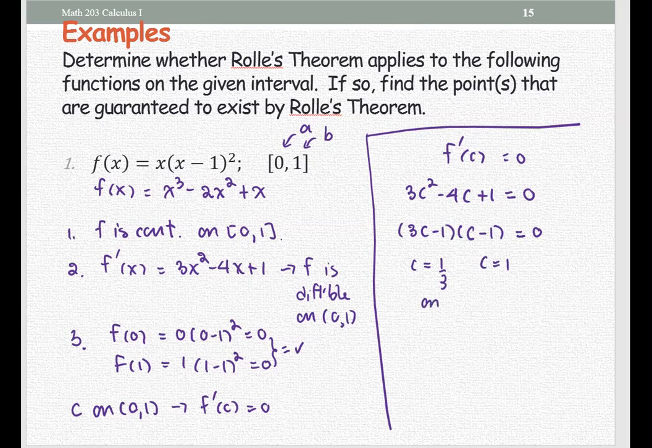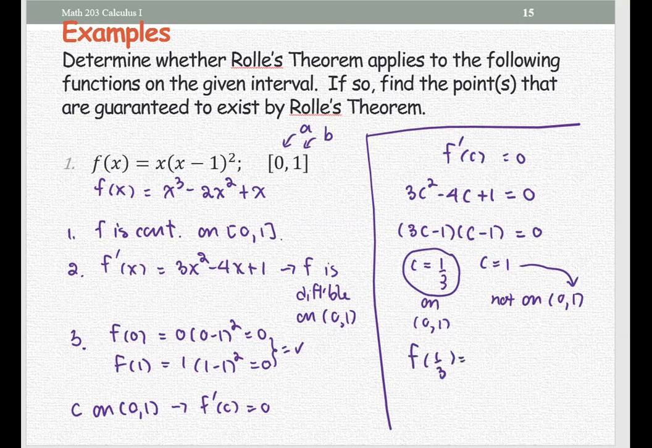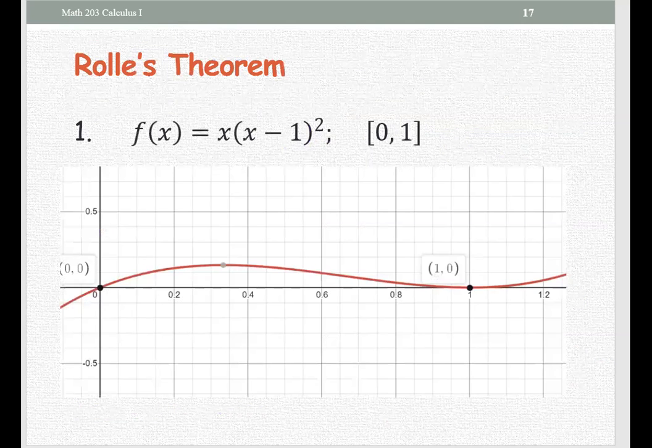1 over 3 is on the open interval (0, 1), but c equals 1 is not on the open interval (0, 1) because 1 is already one of the endpoints. So we just keep c equals 1 over 3. And the function value at 1 over 3 is 1 over 3 multiplied by (1 over 3 minus 1) to the second power, or 4 over 27, which is about 0.148.